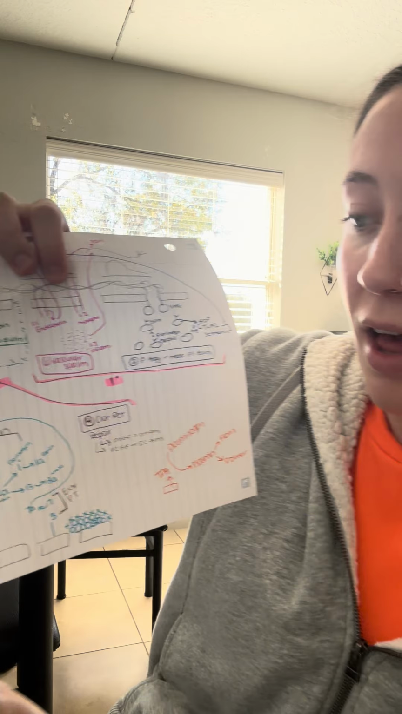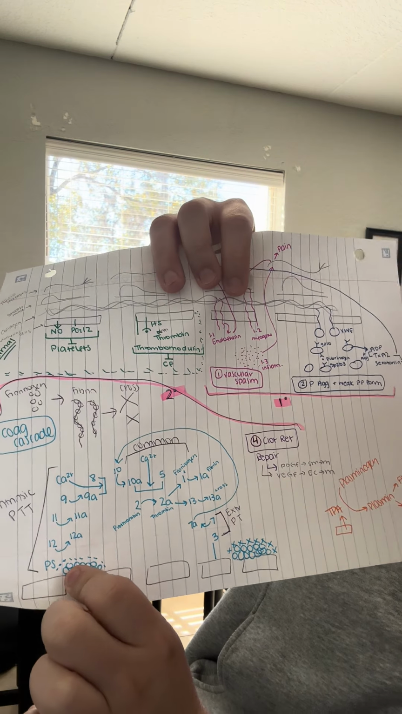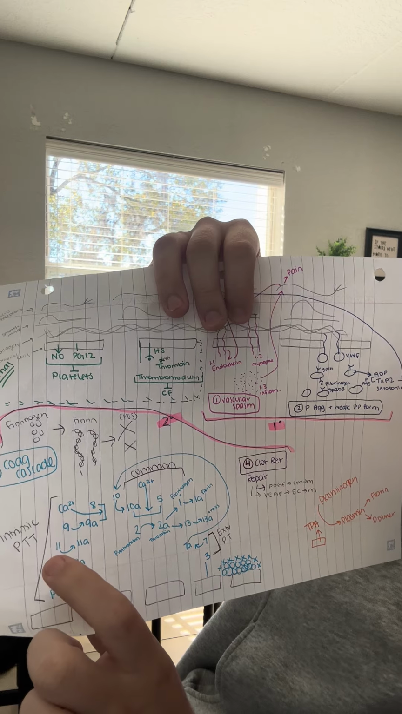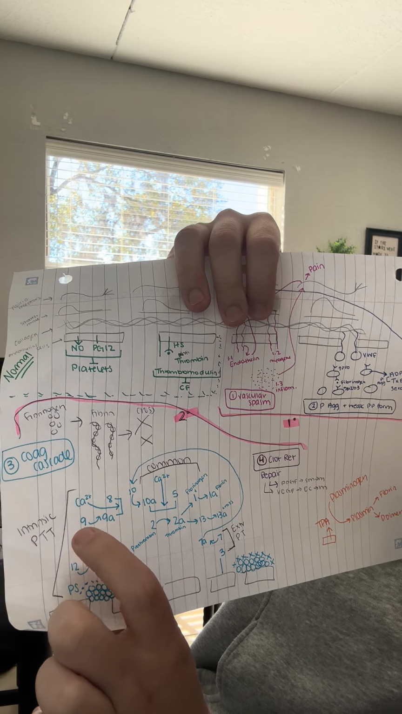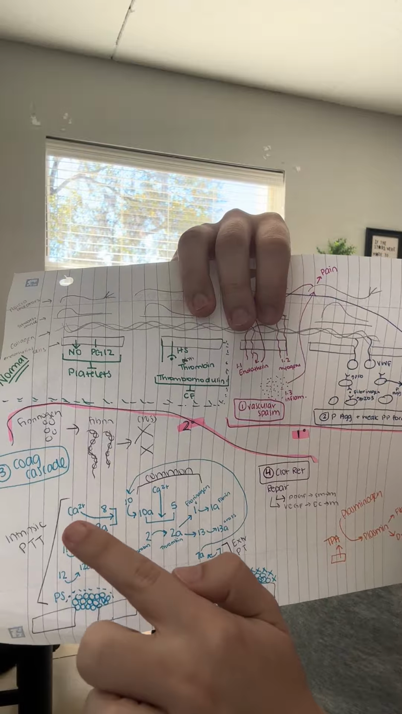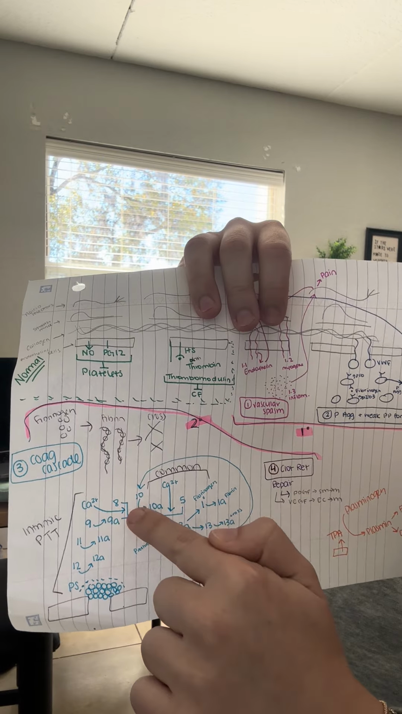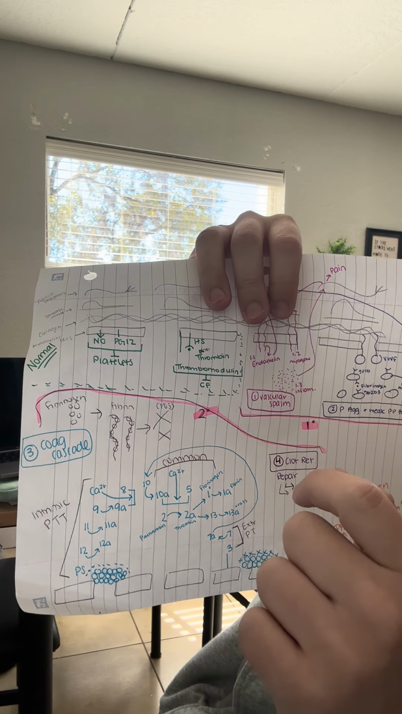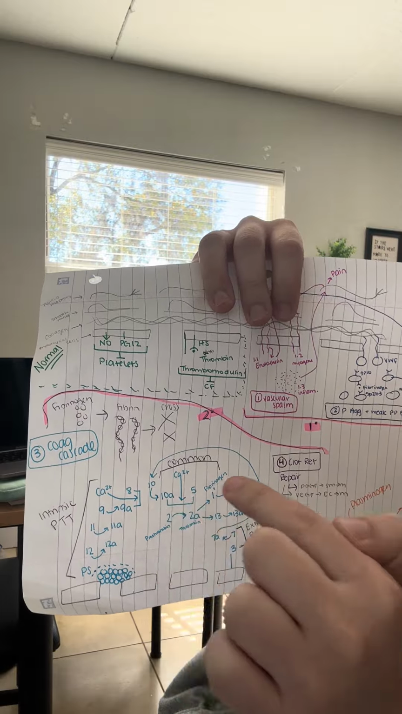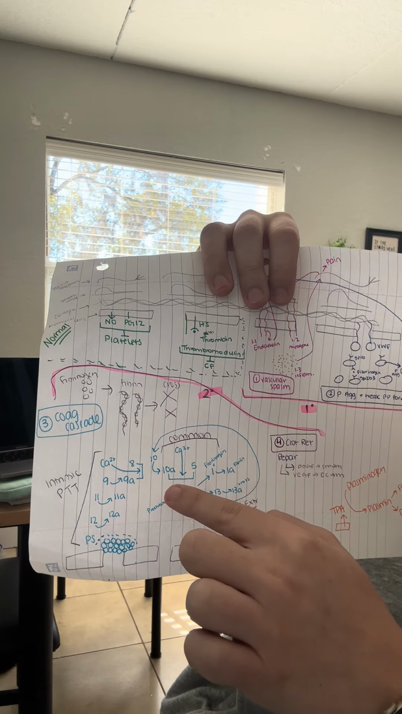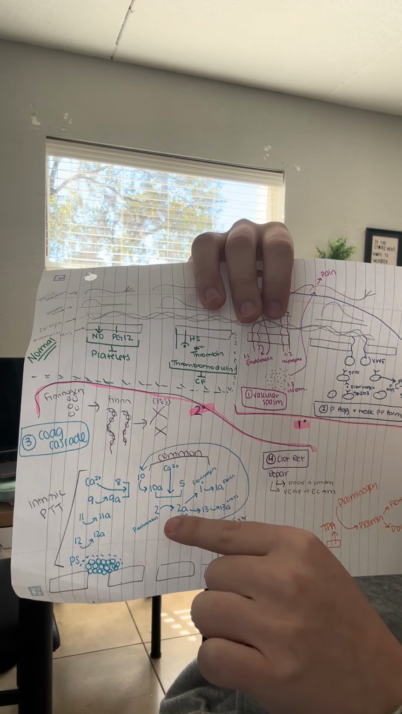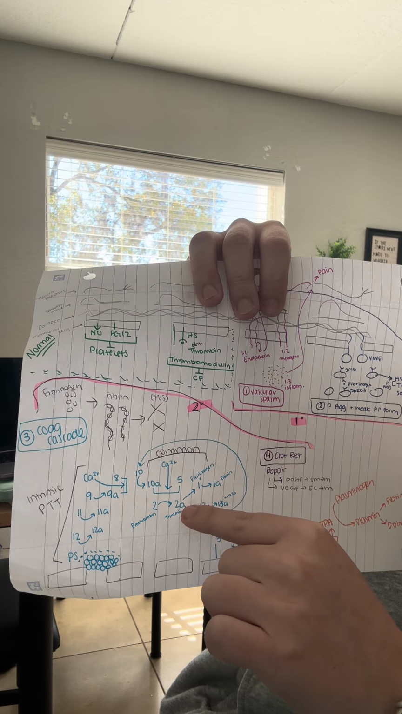So that negative charge allows clotting factor 12 to turn into 12A, and then 12A turns 11 into 11A, and then 11A turns 9 into 9A, which binds to 8 with the help of calcium. And then that allows 10 to get turned into 10A, which binds to 5 with the help of calcium, which causes 2 to get turned into 2A.